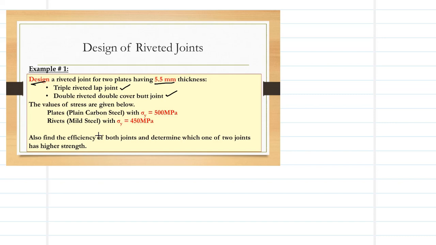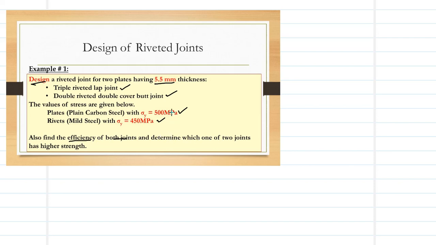The values of stresses are known: for the plate, the yield strength is 500 megapascal, and for the rivets, it's mild steel with 450 megapascal. It's also required that you find the efficiency of both the joints and determine which one has the higher strength.